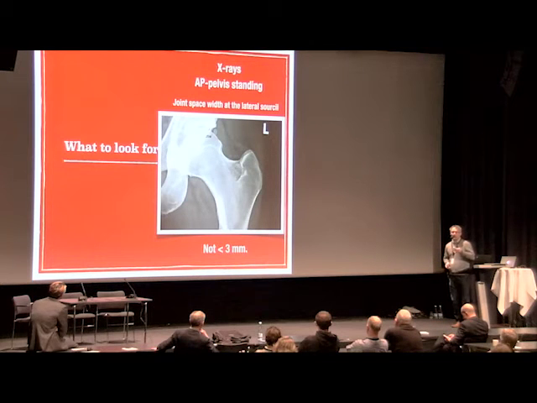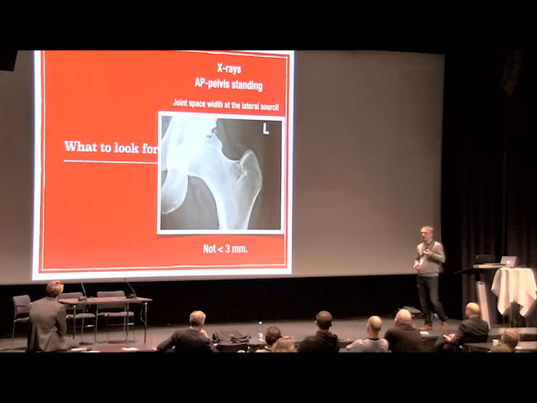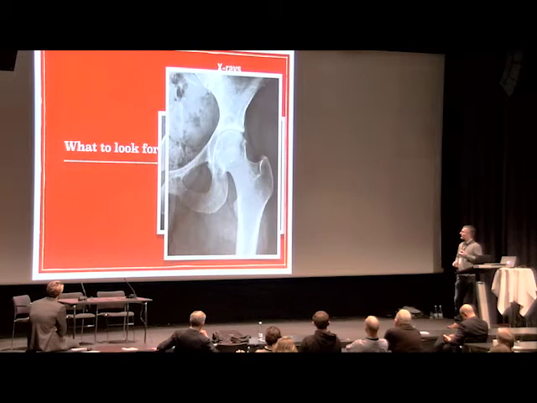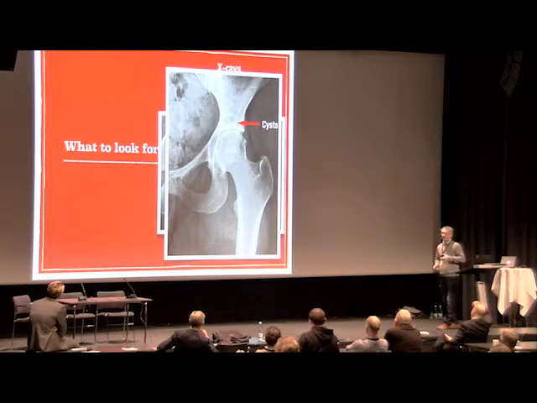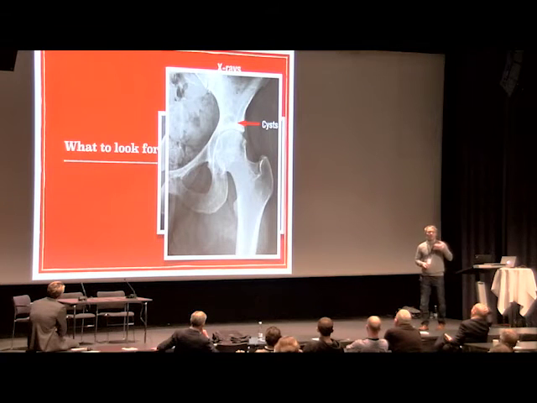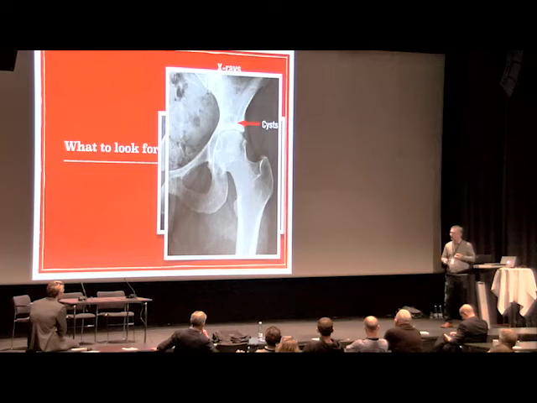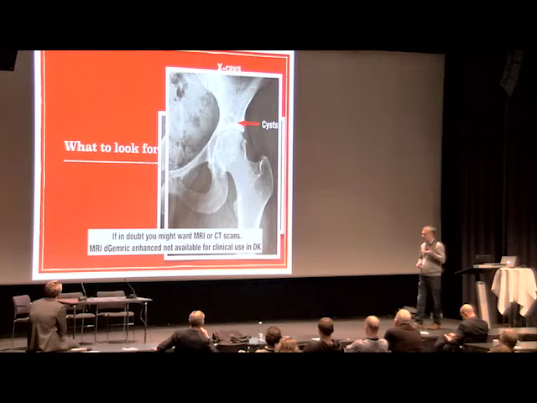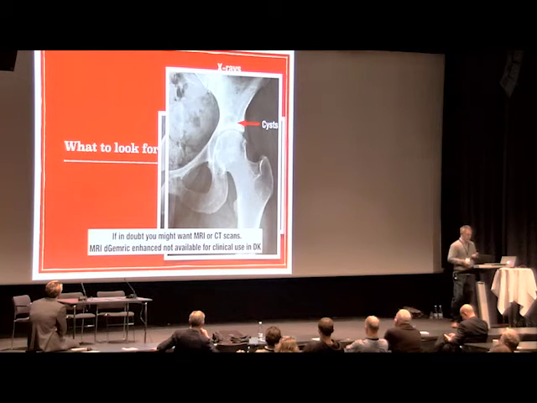And I personally, and I think most of the people in Denmark, don't accept a joint space width less than 3 millimeters if they decide on doing a hip arthroscopy. So we also look for cysts in the acetabular roof and other pathologies that might indicate some sort of osteoarthritic changes in the joint. If we're in doubt, we might go for an MRI or a CT scan. We don't have the dGEMRIC available in Denmark at least, so that's not an option for us.